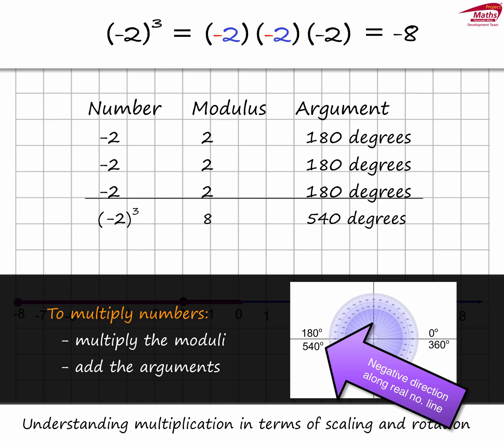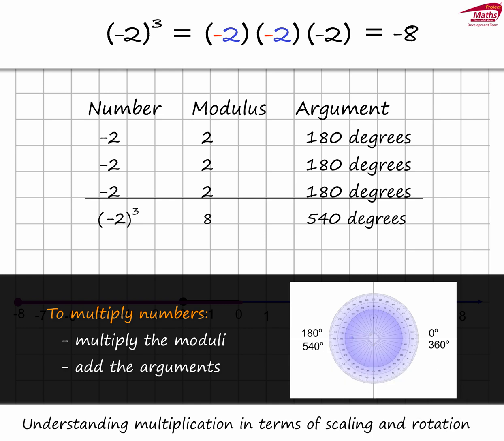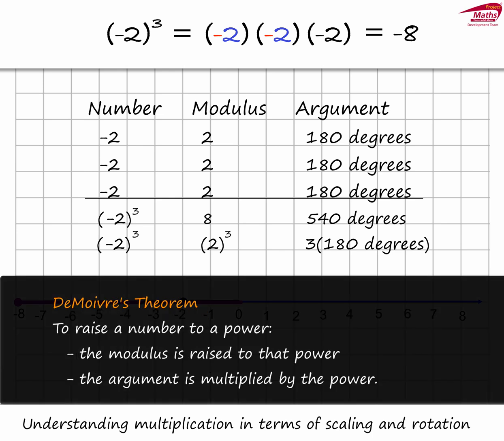In other words, when we multiply numbers, we multiply the moduli and add the arguments. We might also notice the size of our answer is 2 to the power of 3, which is 8, and the argument of the answer is 3 times 180 degrees, 3 times the original argument. And here we have de Moivre's theorem. To raise a number to a power, the modulus is raised to that power, and the argument is multiplied by the power. So de Moivre's theorem is about scaling and rotation.